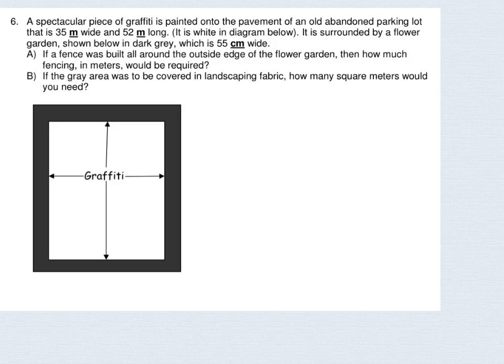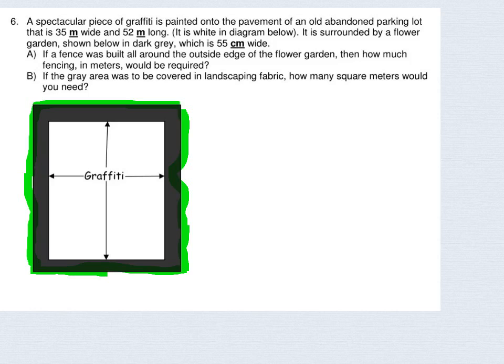Our job is to find the fencing required if we want to put the fence outside the flower garden, which means on the outside edge all the way around. So to find the outside edge, fencing is a clever way to ask about perimeter. To find the perimeter, you need to know the lengths of all the sides. To find the lengths of the sides, you've got to consider what you're given for information.